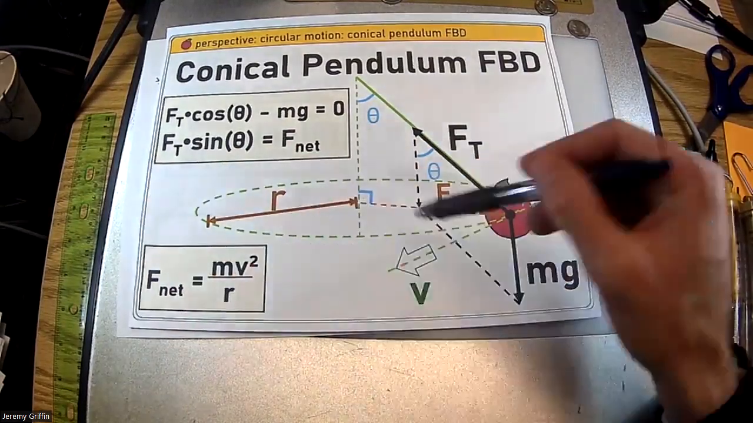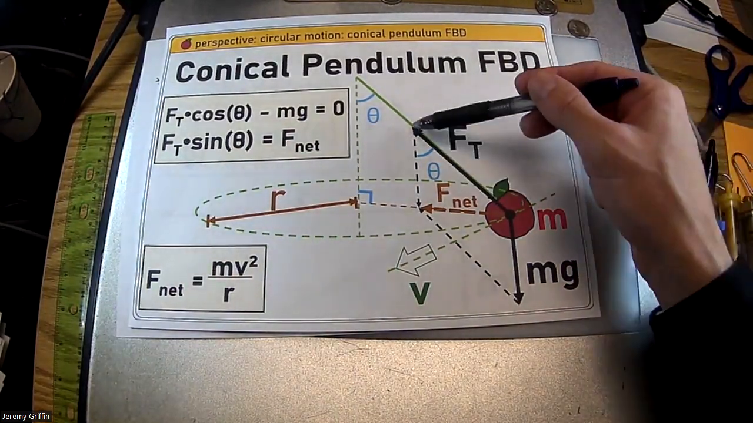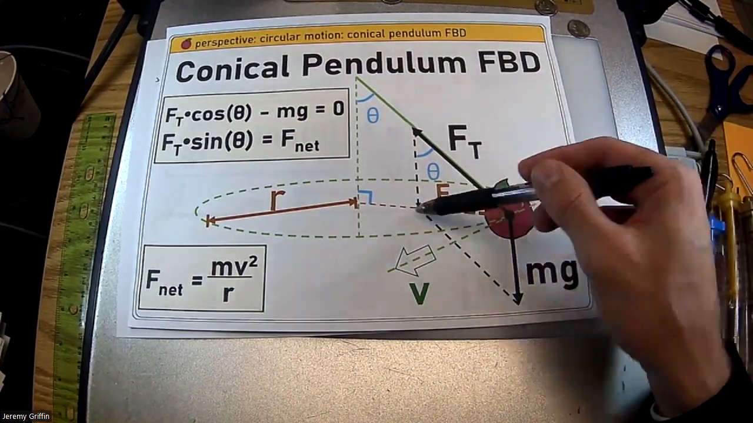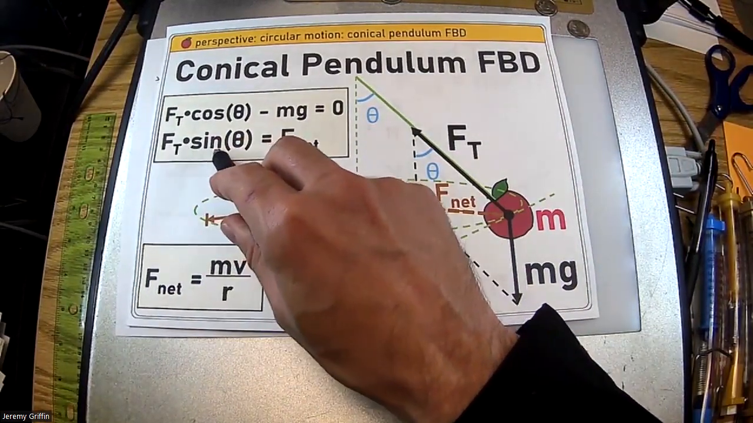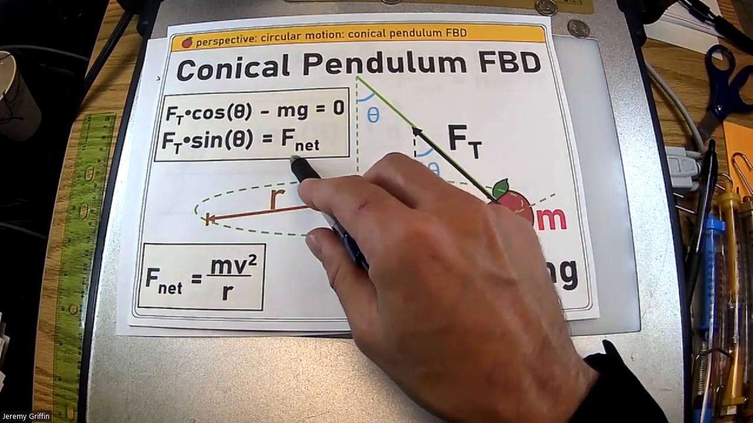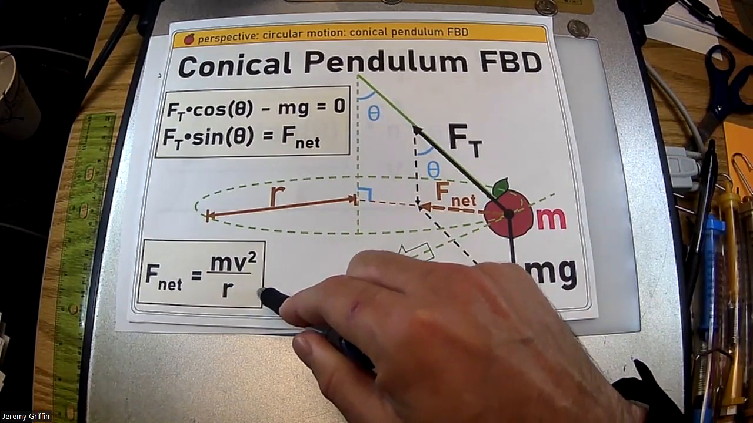That's vertical right there. What about horizontal? Now, horizontal, there is a net force. Do you guys see it's this tension times sine of this angle that will tell you this net force right here? The tension times the sine of the angle is the net force. And furthermore, you guys know from your lab that net force is mv squared over r.